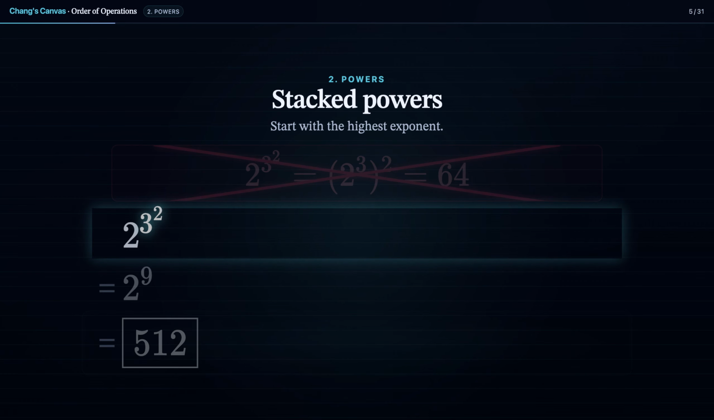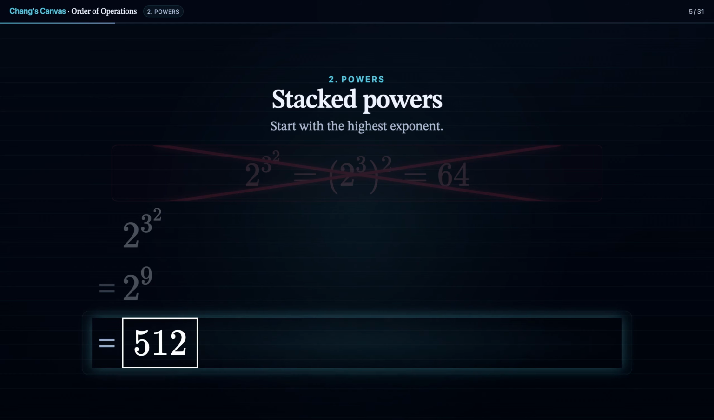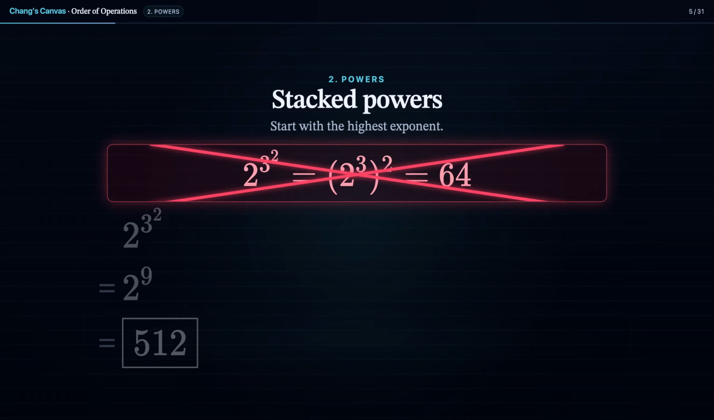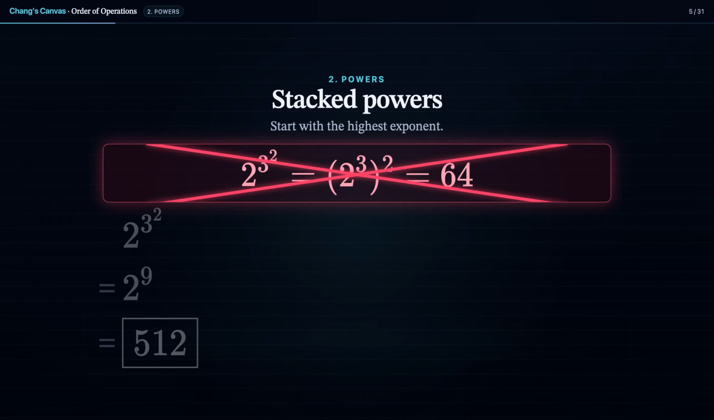Now reduce that stack power one line at a time. The full superscript shows the grouping. 3 squared is the exponent of 2. 3 squared is 9, so the next line is 2 to the 9th. That is 512. It is not 8 squared.